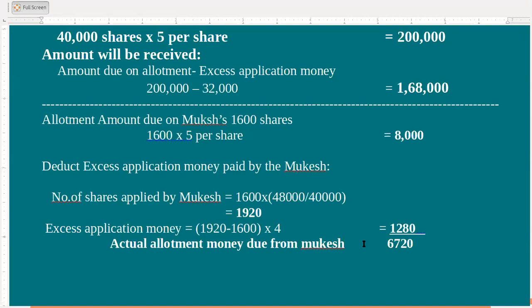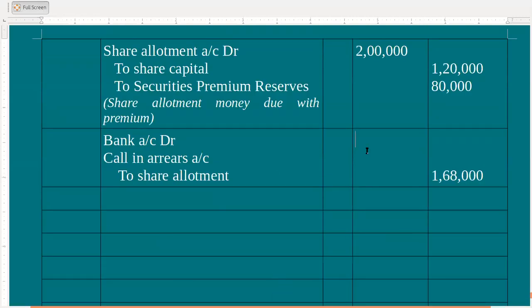6,720. Okay, so this amount will not be paid by Mukesh. This is the actual amount payable by Mukesh. I hope you understood. So here in the problem, in the calls in arrears account, the amount unpaid by Mukesh, or the amount failed to pay, is 6,720. So the remaining portion only we will receive.